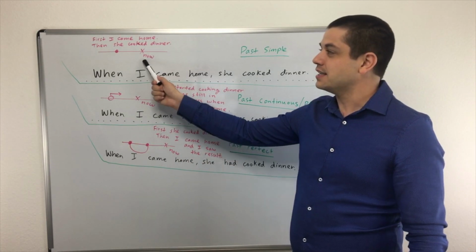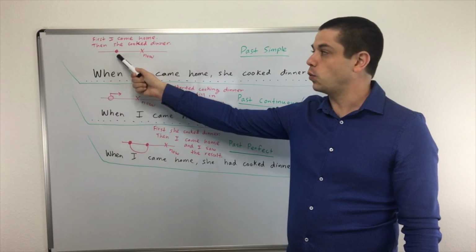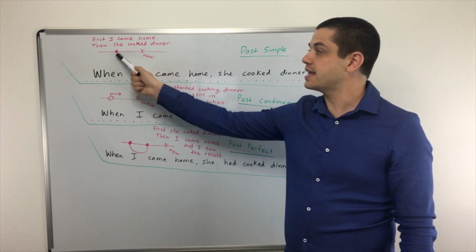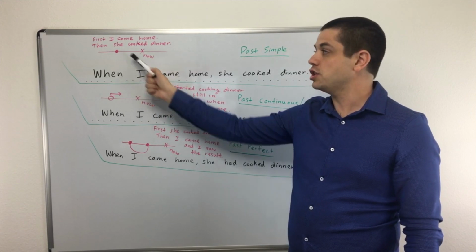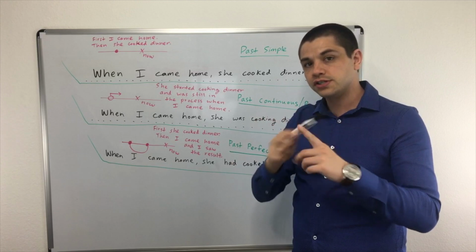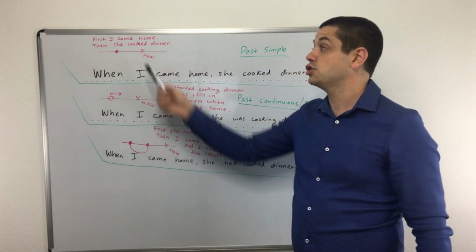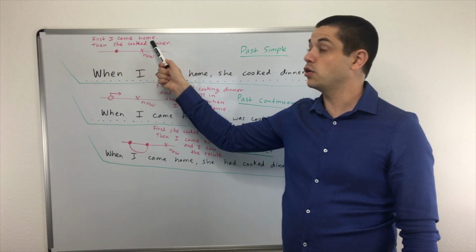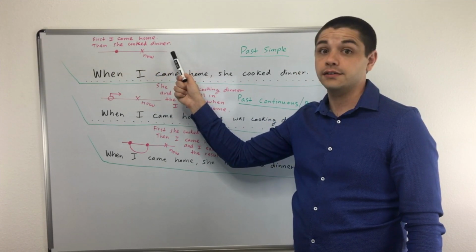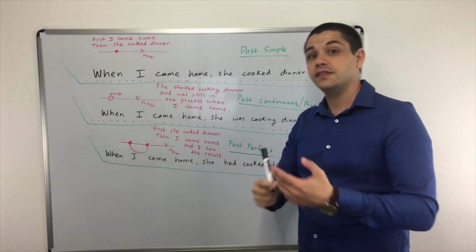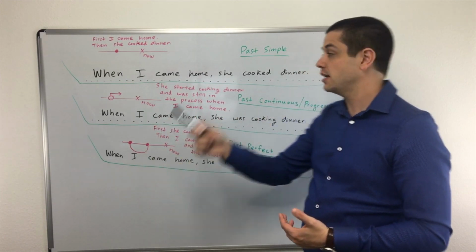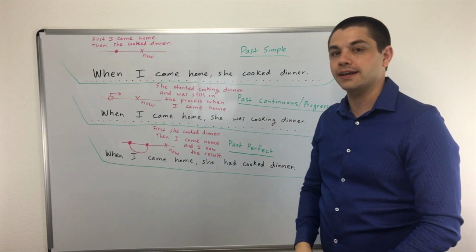And you can see that this happened before now, right? One action in the past. When I came home, she cooked dinner. So this is first and then second. First I came home, then she cooked dinner. First, second. These are consecutive actions, and we use past simple to talk about that.